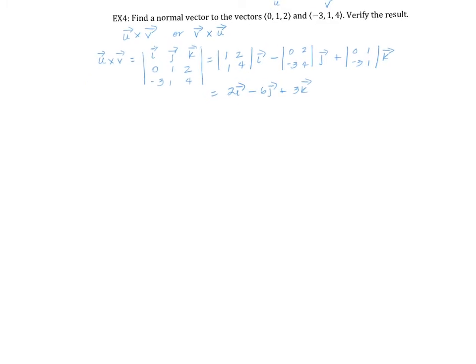To verify, what we're going to do is we're going to look at dot products.